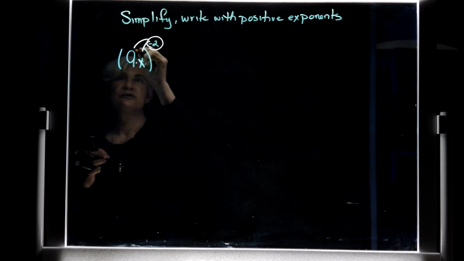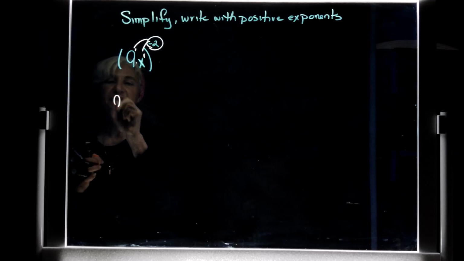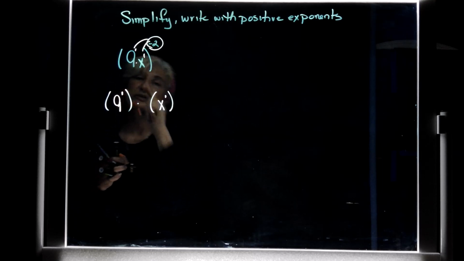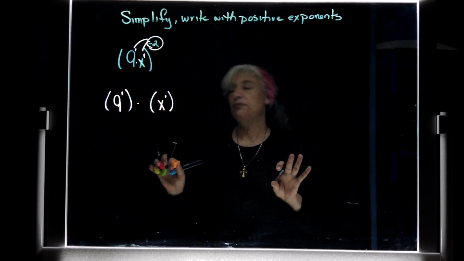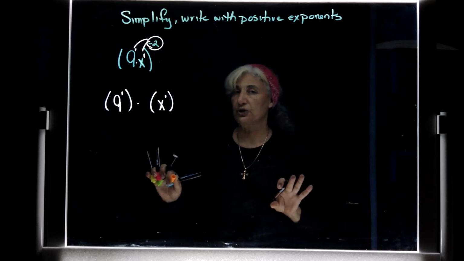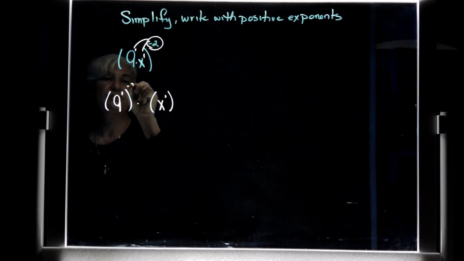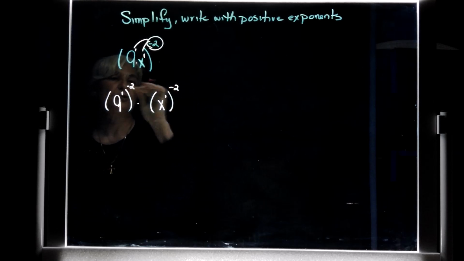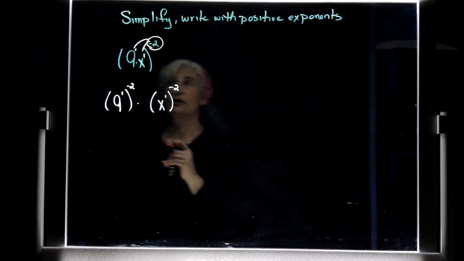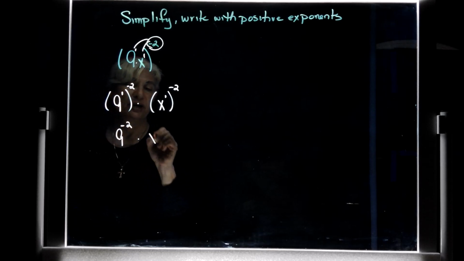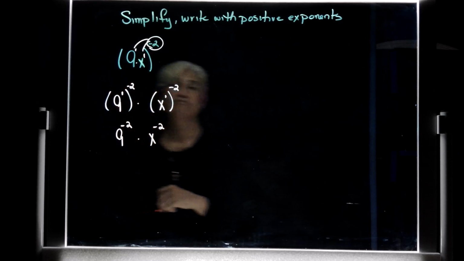A 1. So technically, this is 9 to the power of 1, and then I have x to the power of 1. And remember, since it's multiplication, I can break them apart into 2 little problems to work on. And the negative 2 is going to be distributed to both of those. So we have 9 to the negative 2, and we have x to the negative 2.